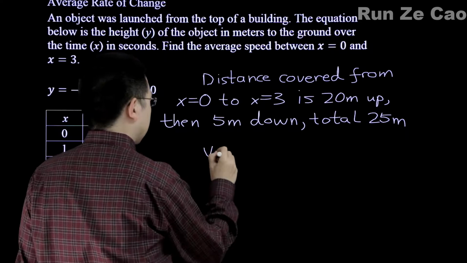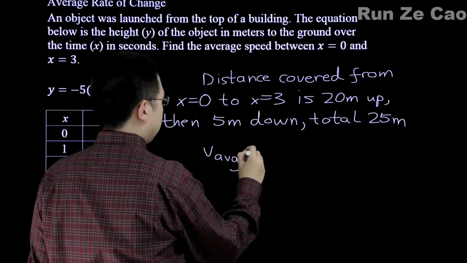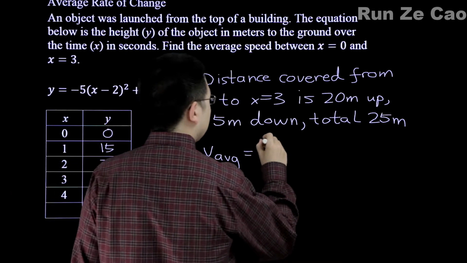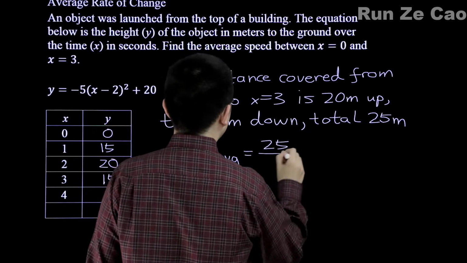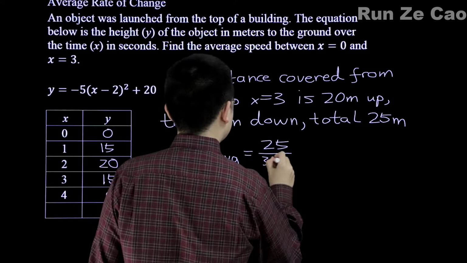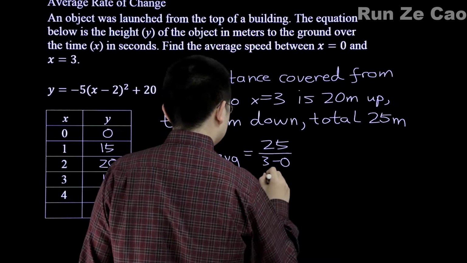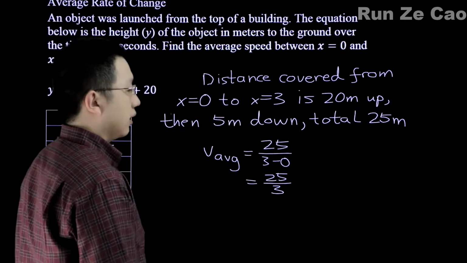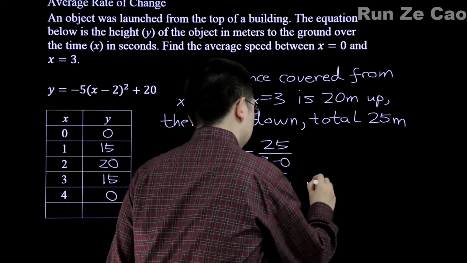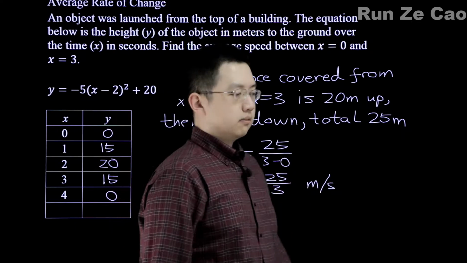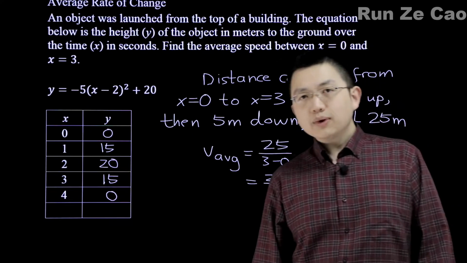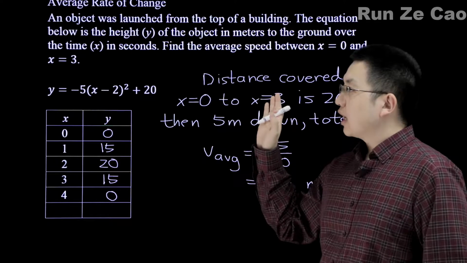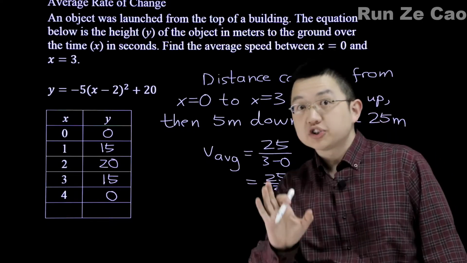So V average, here we can't use just y2 minus y1 because it's not that straightforward anymore. So this is 25 over 3 minus 0 equals 25 over 3. So 8 and 1/3. And this is in meters per second. So as we can see, sometimes these questions are not actually average rate of change questions per se.